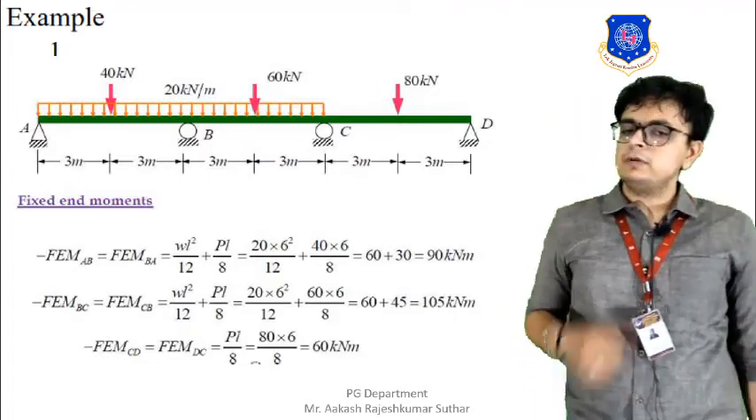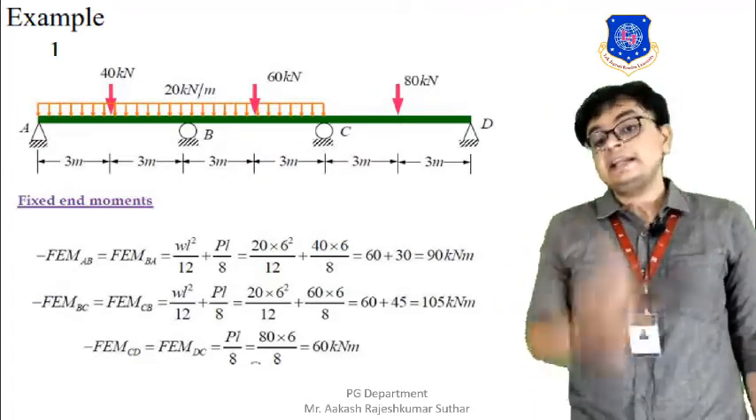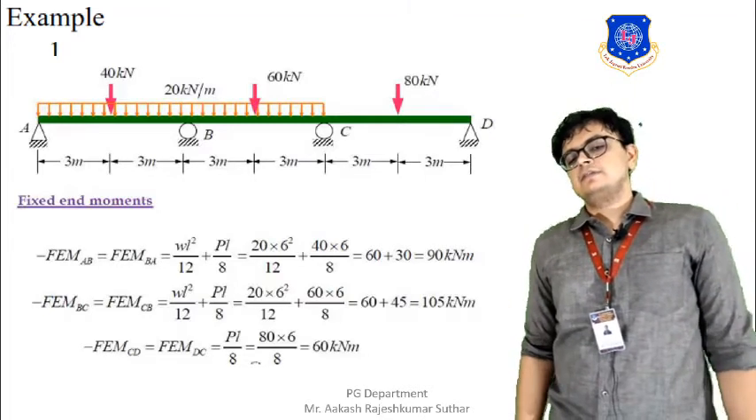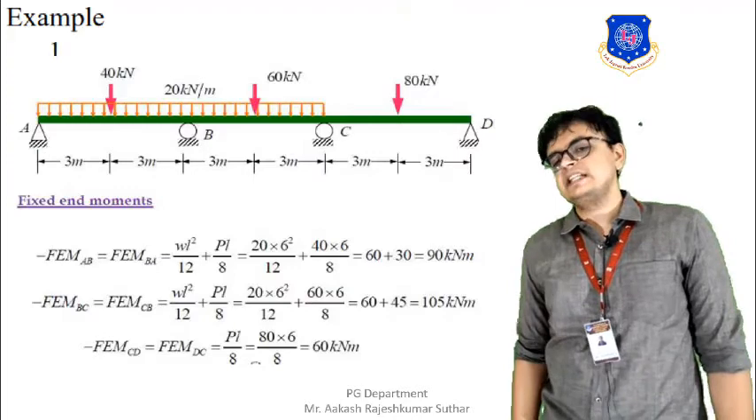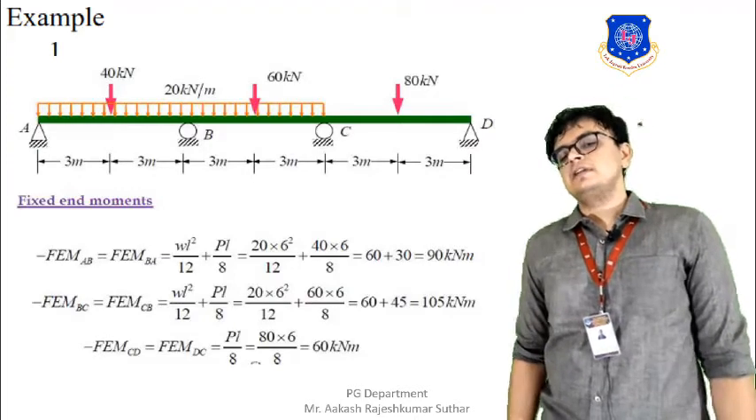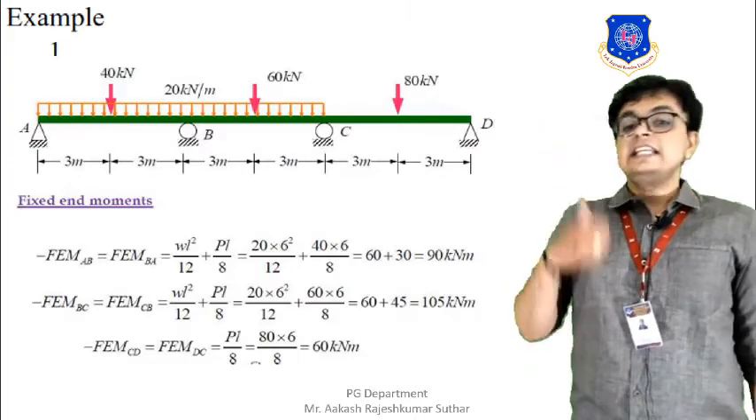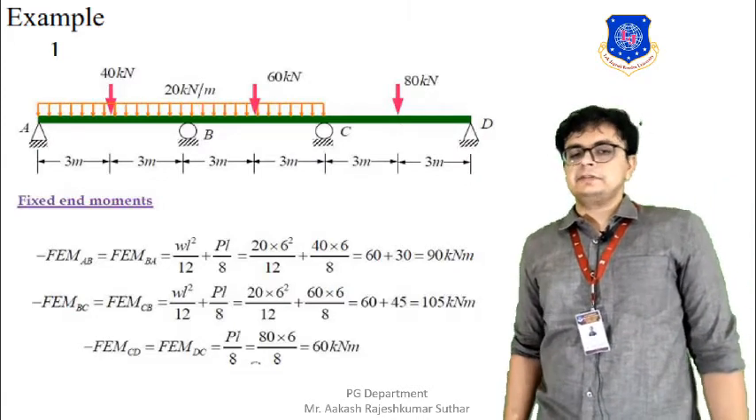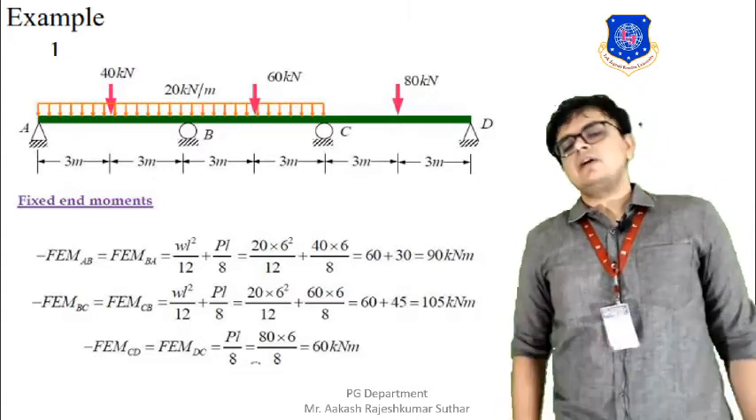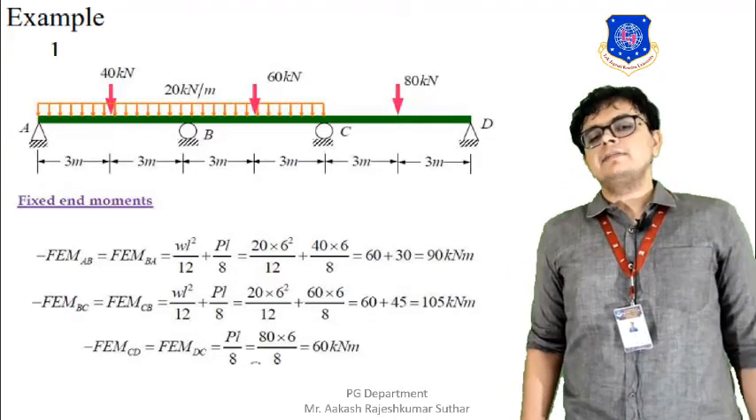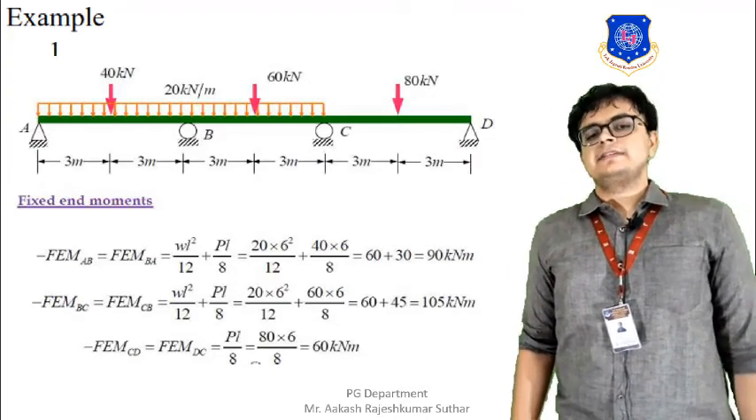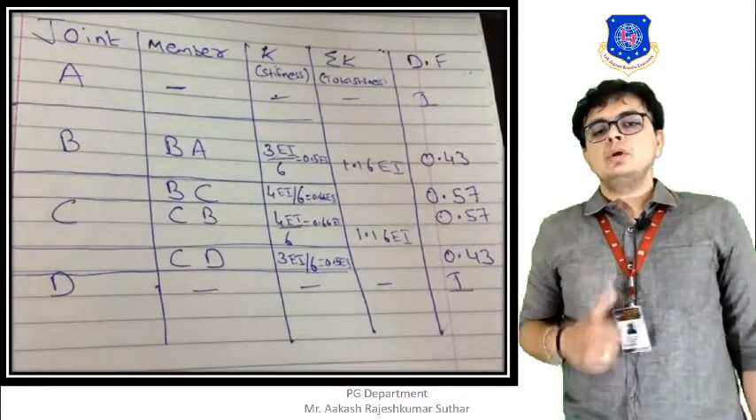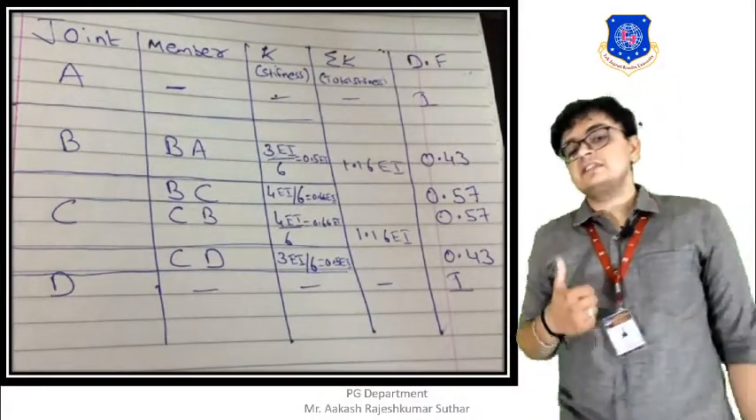That will be equal to WL by 8, which is 80 into 6 by 8, that is 60 kilonewton meter. FEM CD will be minus 60 kilonewton meter and FEM DC will be plus 60. So these were the fixed end moments for our members. After that we have to find the stiffness and the distribution factor.